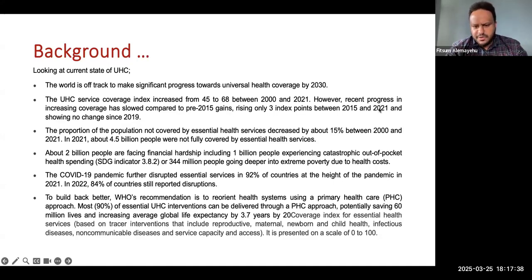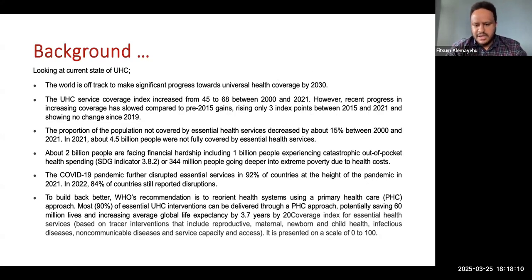Looking at the proportion of the population covered with essential health services, around 4.5 billion people are not fully covered with essential or basic health services. We still have 2 billion people facing financial hardship, and 1 billion people experiencing catastrophic out-of-pocket expenditure. From that, around 344 million people are going into extreme poverty due to health costs.